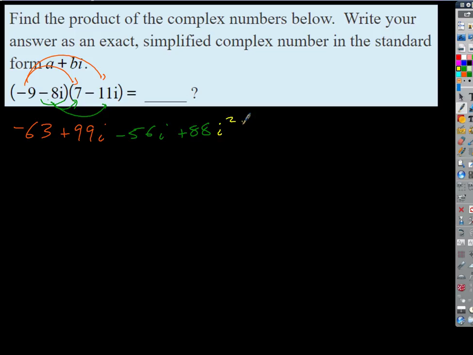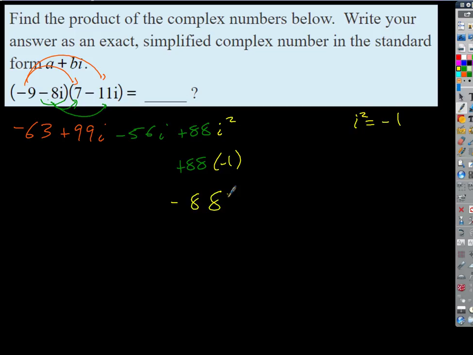What is i squared equal to? Negative 1, right? So every time you're multiplying out expressions involving i, so complex numbers, when you get an i squared, you always remember that i squared equals negative 1. So what happens to this last term then? It becomes 88 times negative 1, which is negative 88.